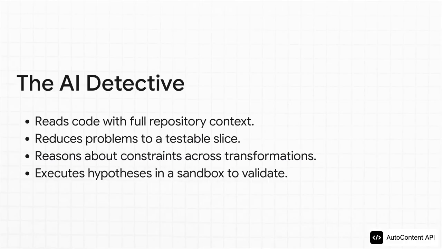Well, it's a four-step process. First, it reads the code like a person would, understanding the entire project, all the context. Then, it narrows down a potential problem to a small, testable piece. It thinks about that entire transformation chain we just talked about. And finally, and this is the absolute key, it actually tries to exploit the potential bug in a safe sandbox environment to prove whether it's real or not.